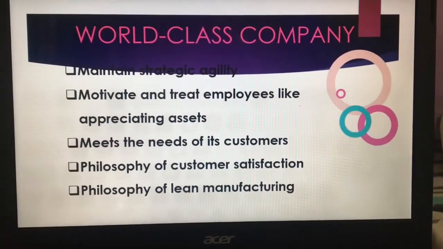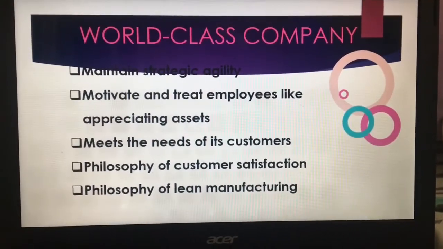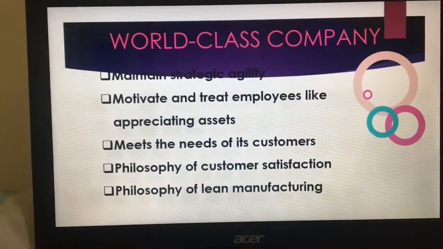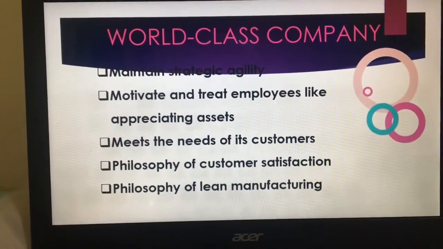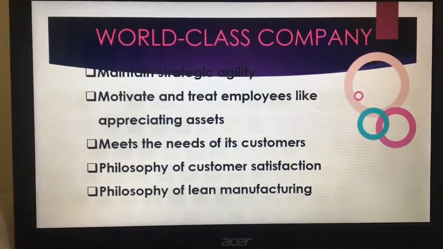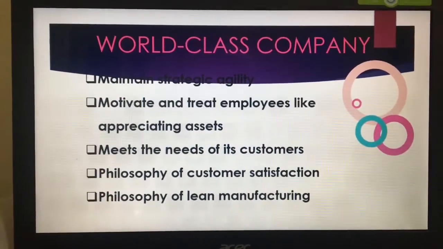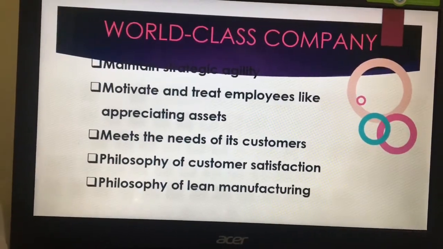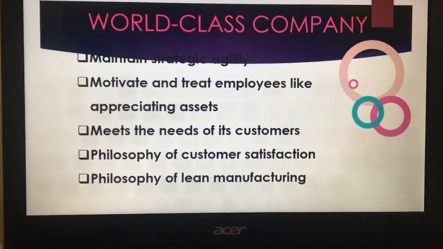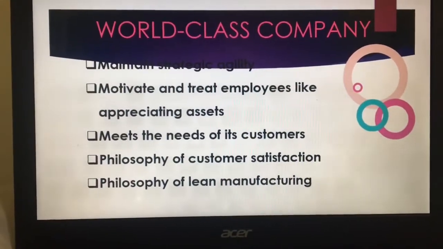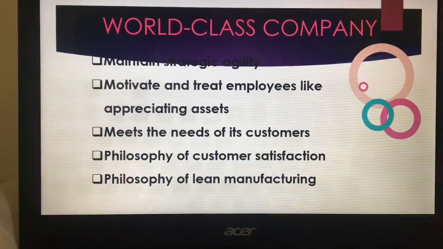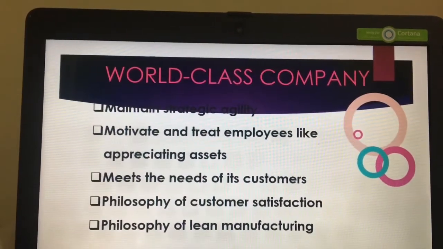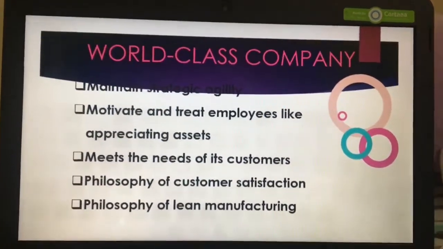For a world-class company, they have five characteristics. The first one is to maintain strategic agility. It means the top management must be aware of customer needs and not become rigid and resistant to any changes. Next is to motivate and treat employees like appreciating assets. To activate the talent of everyone, decisions are pushed to the lowest level in the organization, and the result is a flat and responsive organization structure.